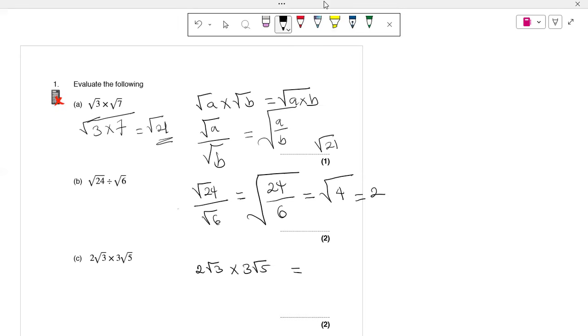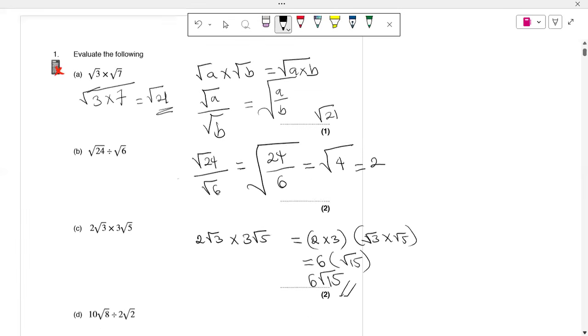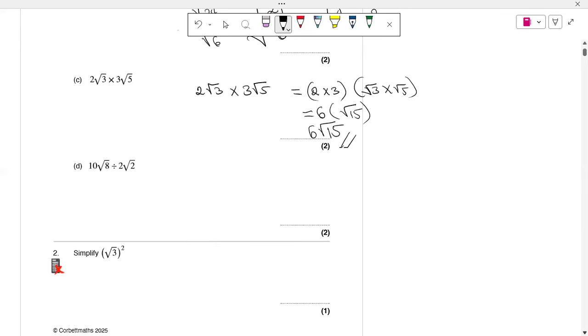So that's going to be what? 2 multiplied by 3 in a bracket, and then square root of 3 multiplied by square root of 5. That's going to give you 6, then square root of 15. And that means the answer is 6 root 15. Do we all understand that now? Yes, sir.